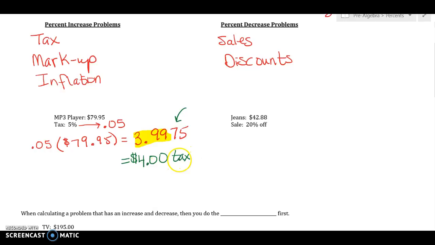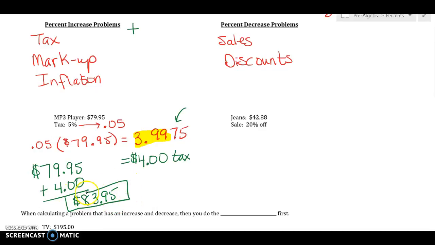Well, remember what we said? Tax is an increase problem, so we're going to add. And what I have to add that to is my original price of $79.95. And so I add my $4. And so with tax, my MP3 player is going to cost $83.95.